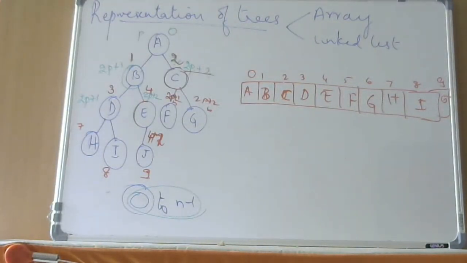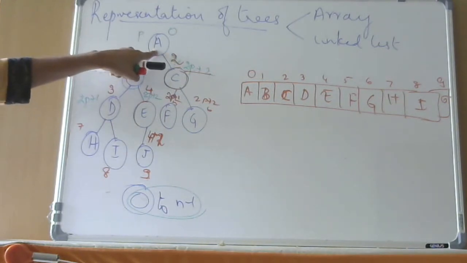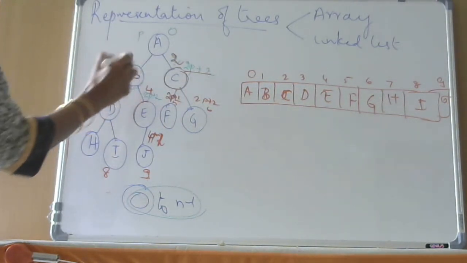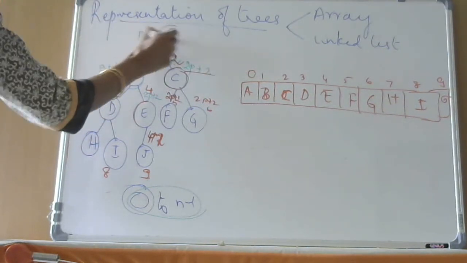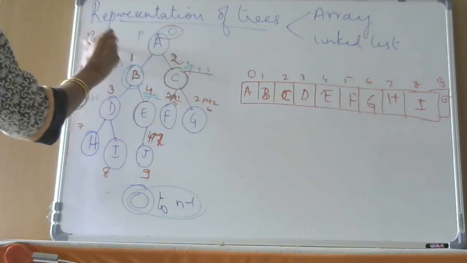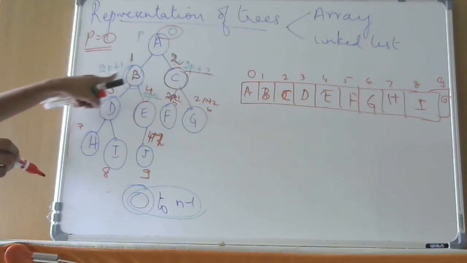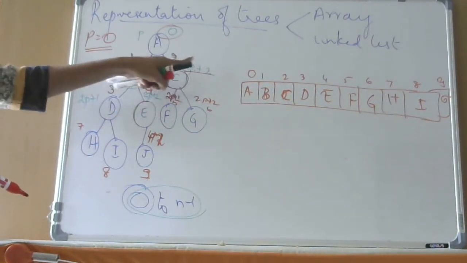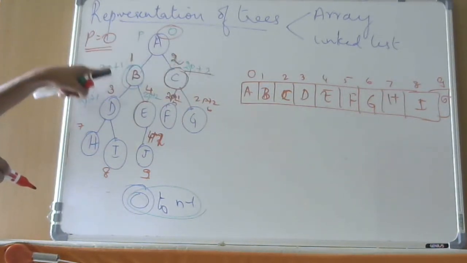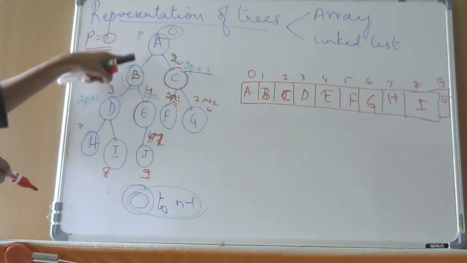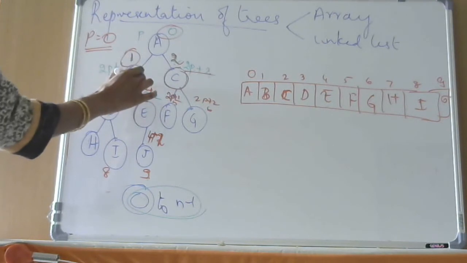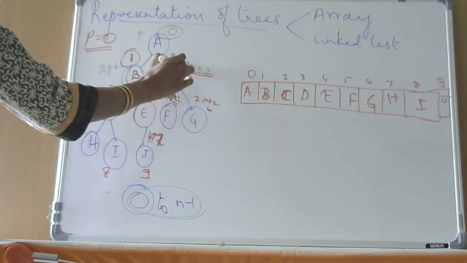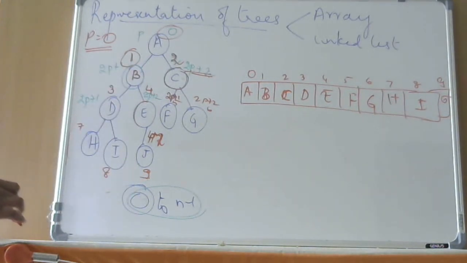What I am trying to say is, the root node is always 0. The position of B, how is it calculated? This is 0, so P is 0. Okay, you come here. The left child is always 2P plus 1, and the right is always 2P plus 2. What is P? P is 0. 2 into 0 is 0, 0 plus 1 is 1. So this will become 1. This will become 2P plus 2. 2 into 0 is 0, plus 2 is 2. Like that you go on.